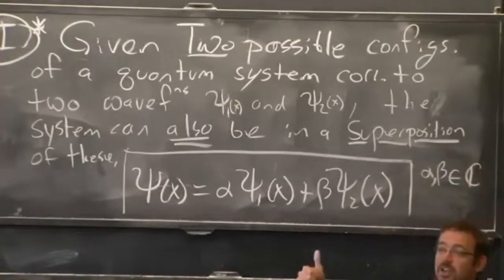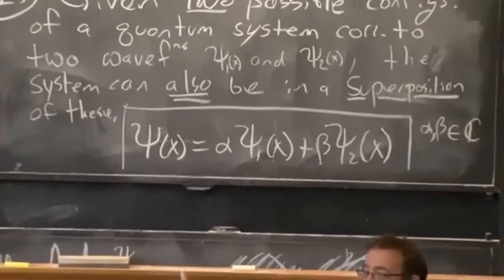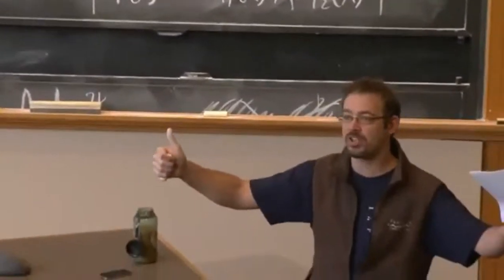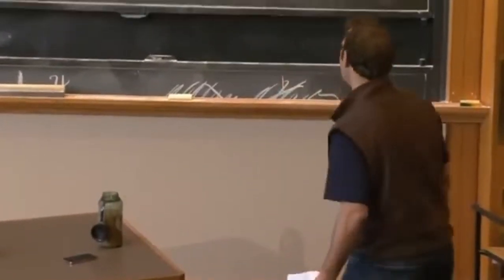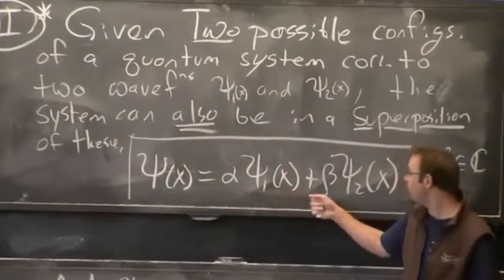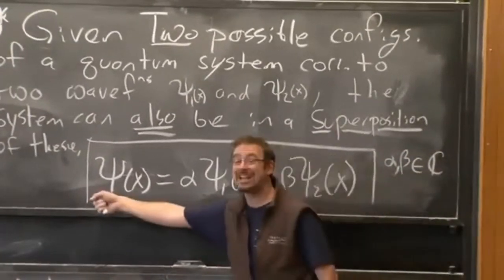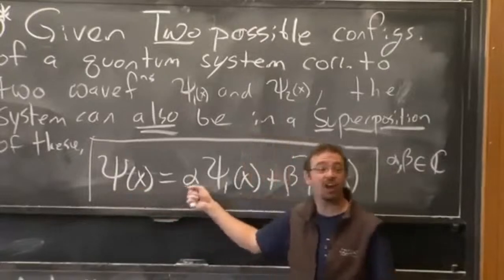If an electron can be hard and it can be soft, it can also be in an arbitrary superposition of being hard and soft. And what I mean by that is that hard corresponds to some particular wave function. Soft will correspond to some particular wave function. And a superposition corresponds to a different wave function, which is a linear combination of them.